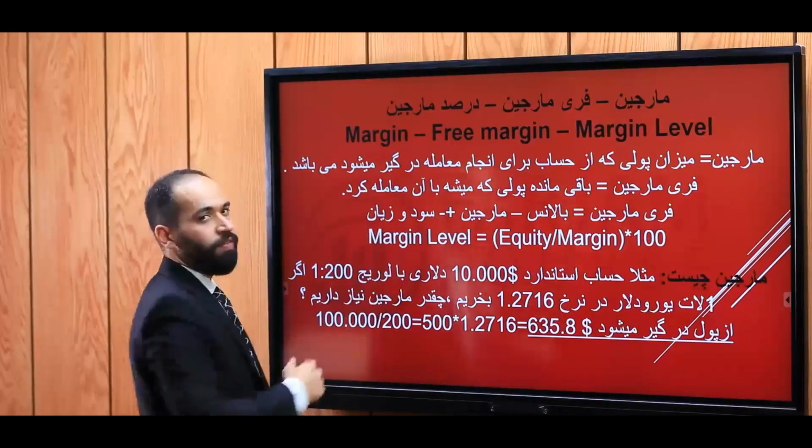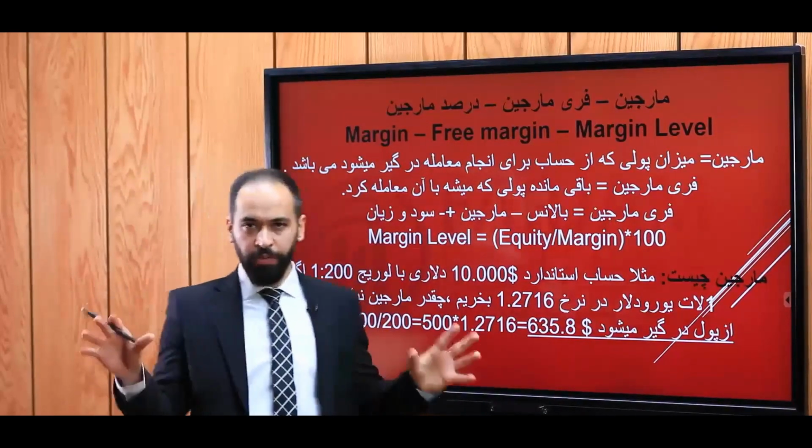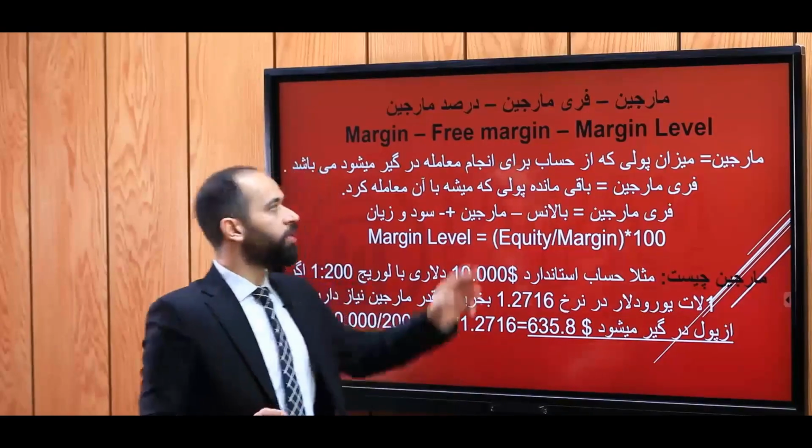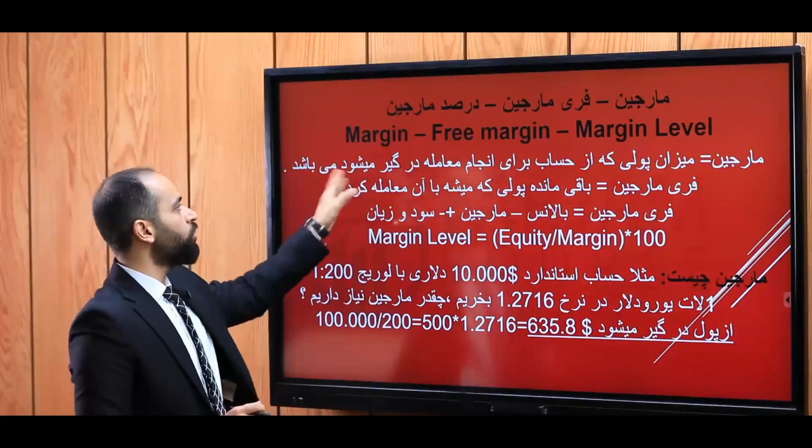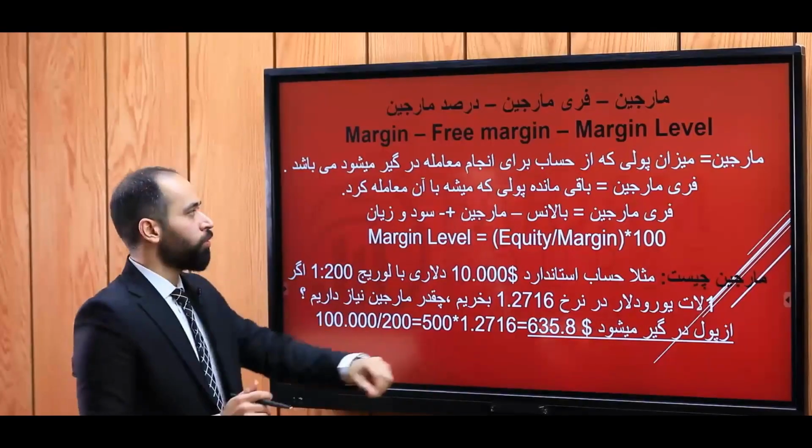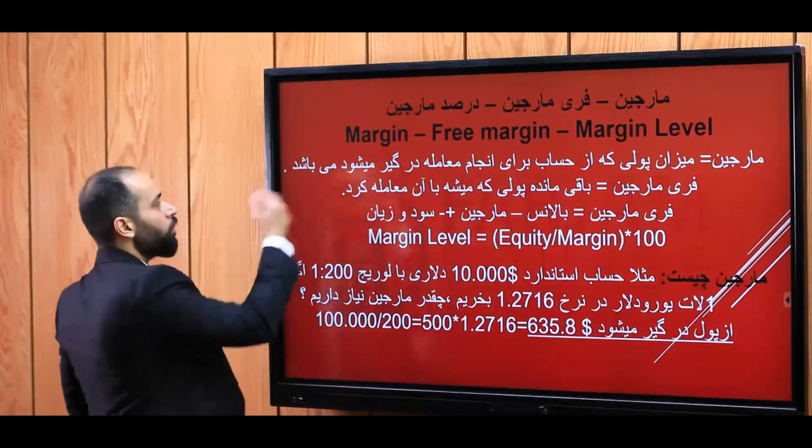There are some other definitions in the control panel that we see in our terminal. First is the balance, second is the equity. Now let's move on to margin, free margin, and margin level, or our margin percentage. Let's take a look at it one by one.